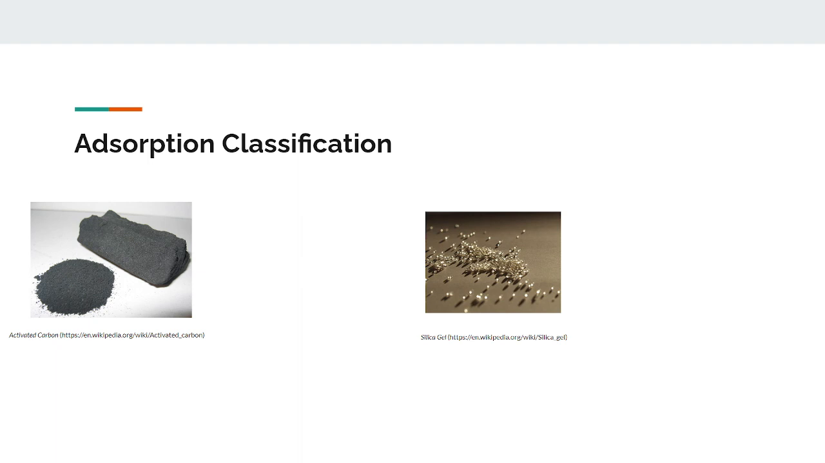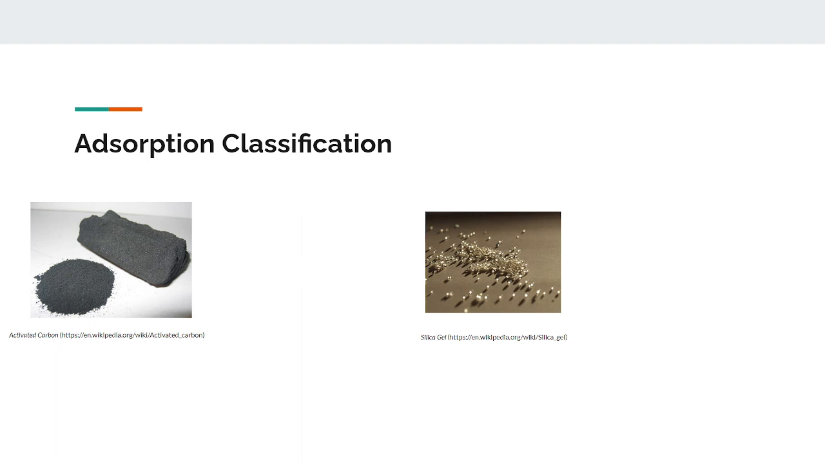Just to be a moisture wicking type of thing, I guess. But silica gel is also used for adsorbing various polar and non-polar compounds from gases and liquids. And yeah, there are two more.